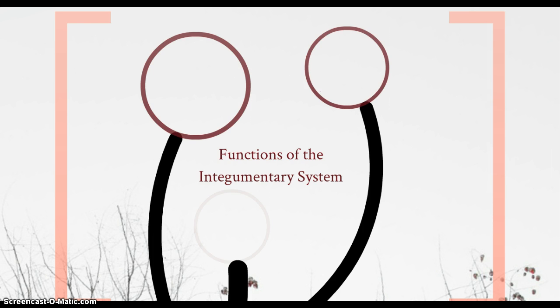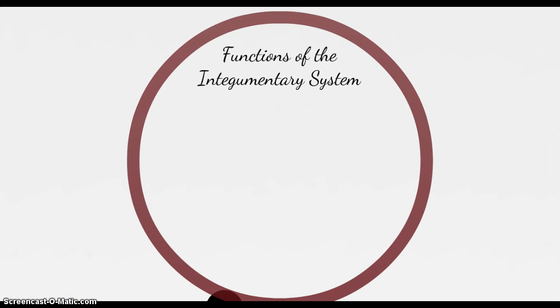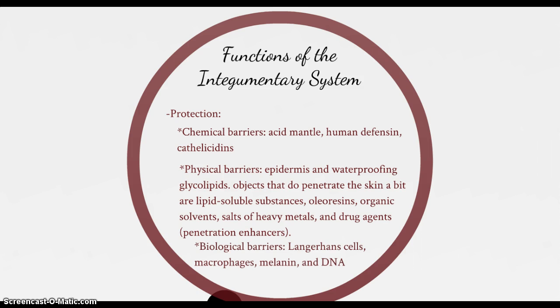So now let's talk about the functions of the integumentary system. First, protection. There are three forms of protection in the integumentary system: chemical barriers, physical or mechanical barriers, and biological barriers. Chemical barriers include the acid mantle, which includes all of the chemical secretions of the skin. So your sebum and your sweat have a low pH, which prevents bacteria from growing.